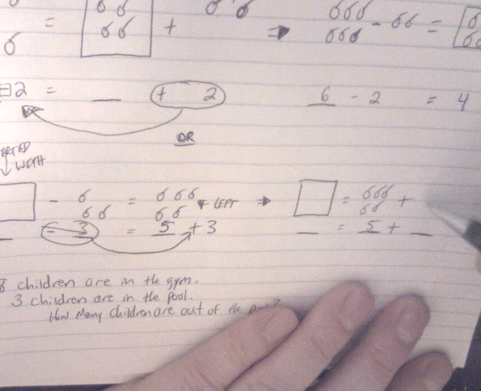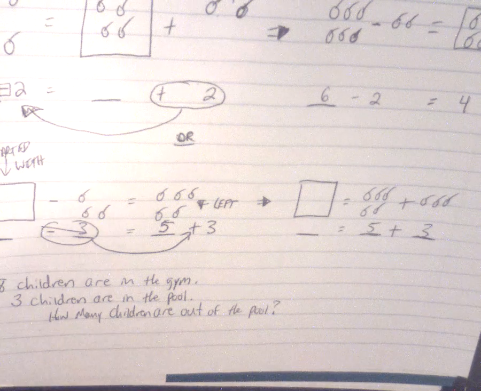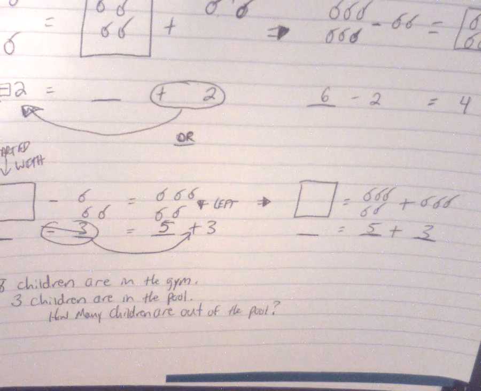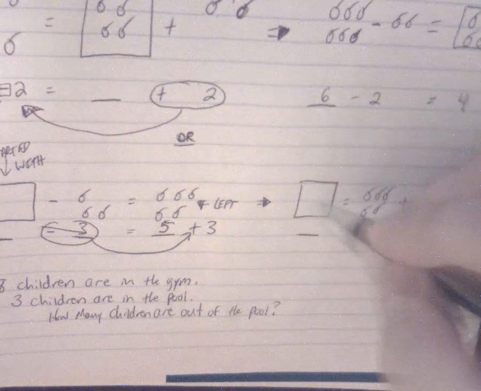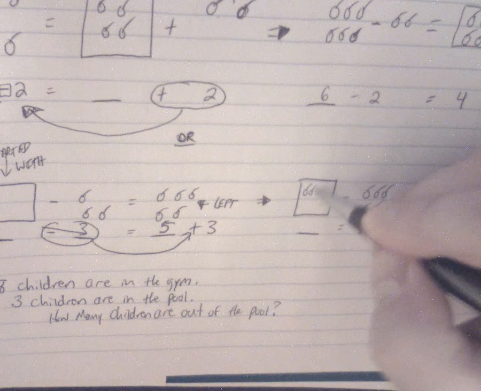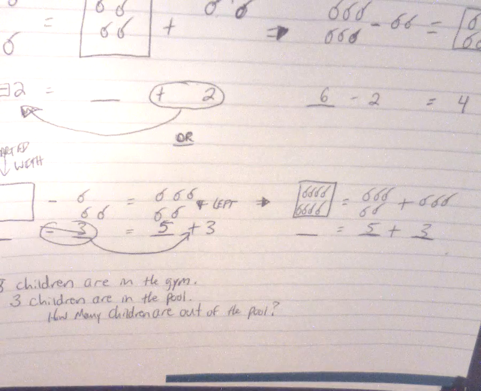plus 3. Well, what does 5 plus 3 equal? 1, 2, 3, 4, 5, 6, 7, 8. I apologize for my small apples in my box.